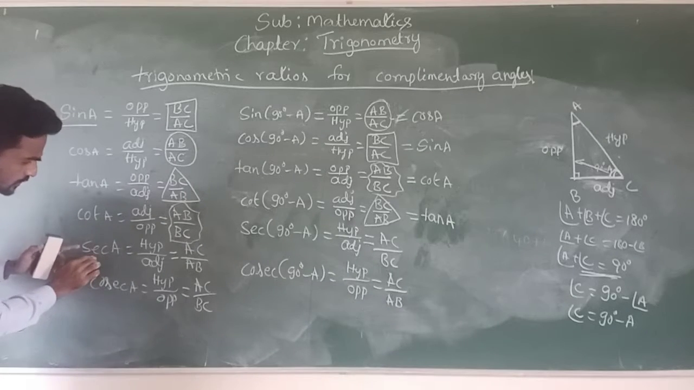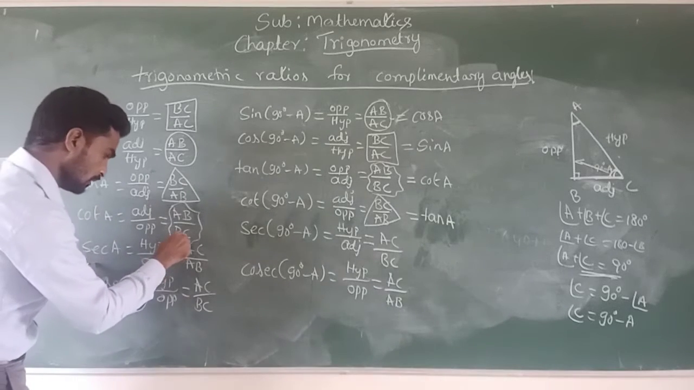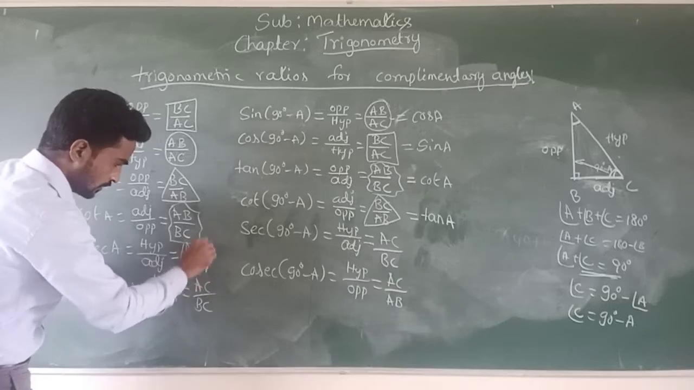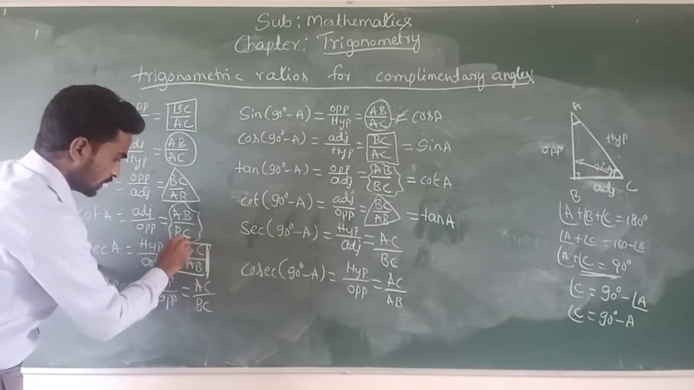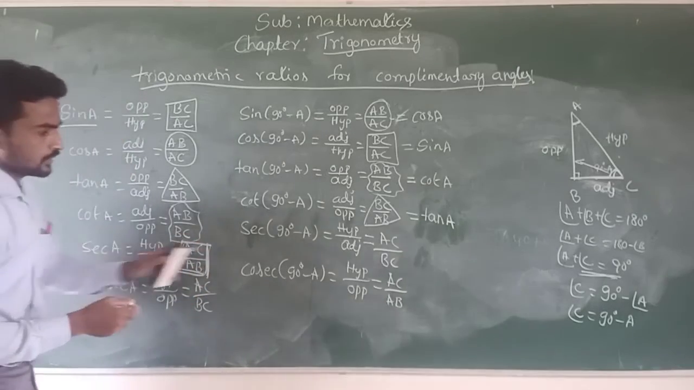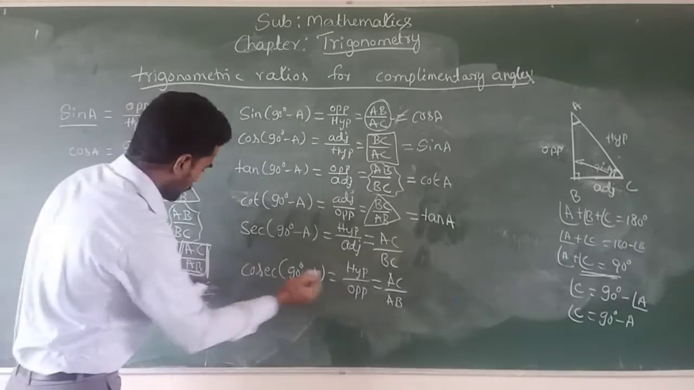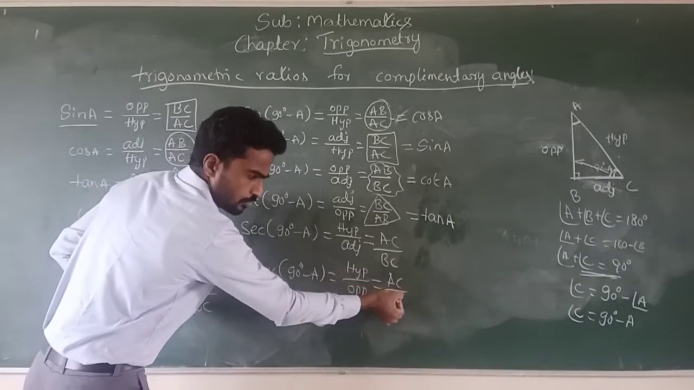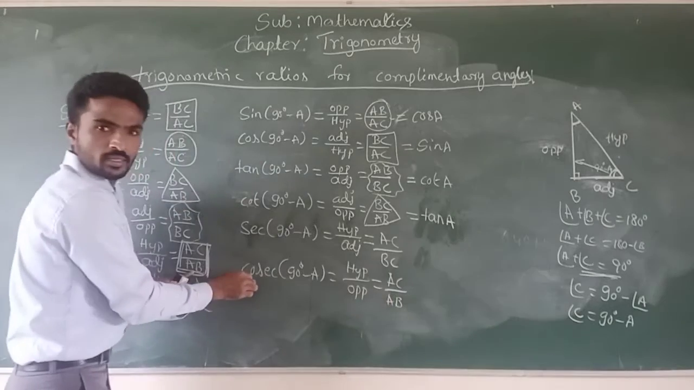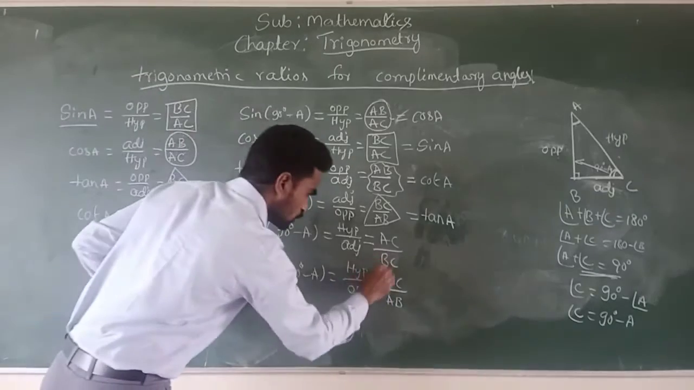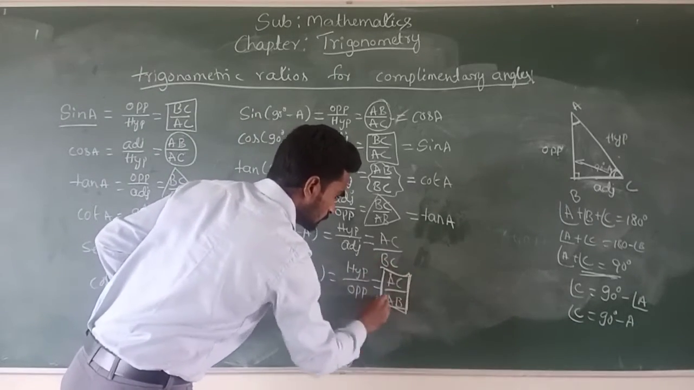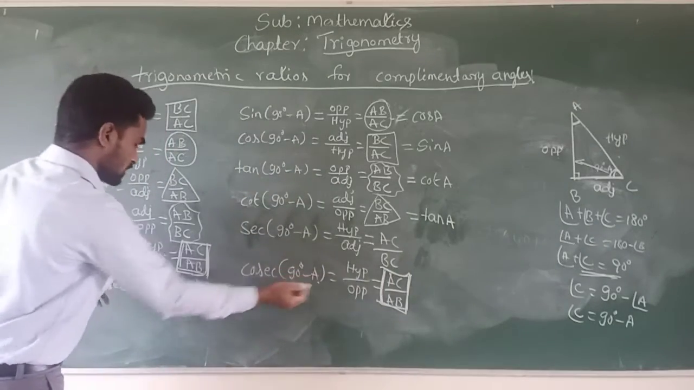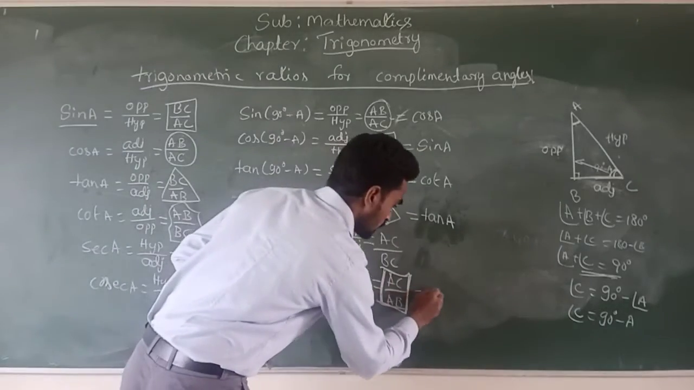Now sec A is equal to AC divided by AB. Here the AC divided by AB ratio is for cosecant 90 minus A. Then these two are equal. Then cosecant 90 minus A is equal to secant A.